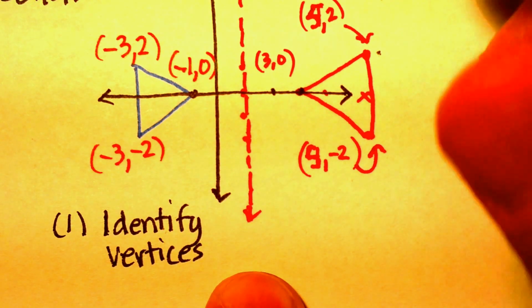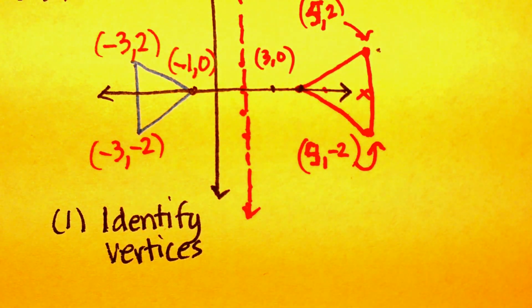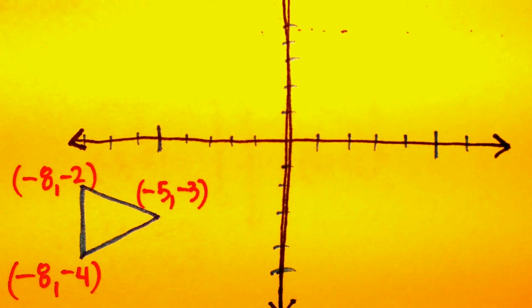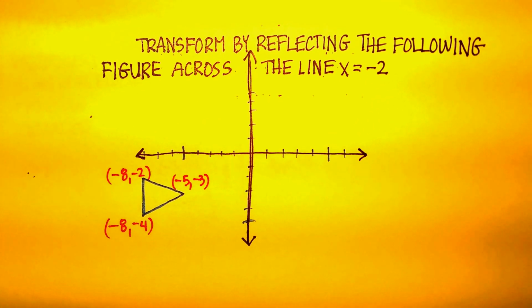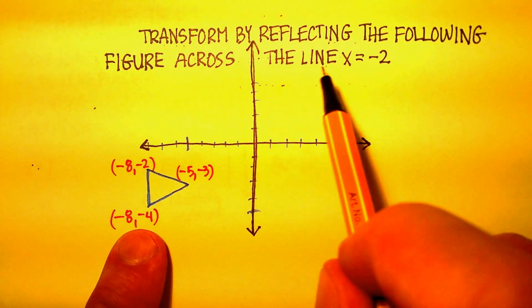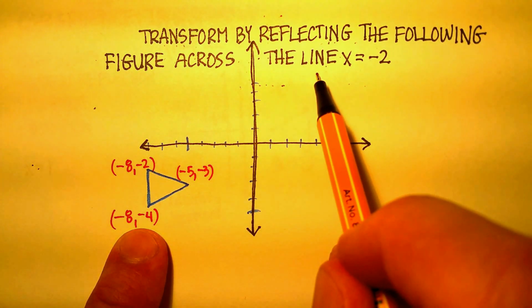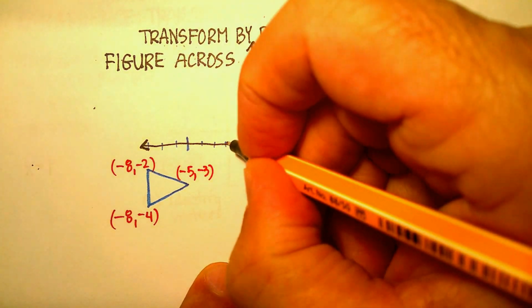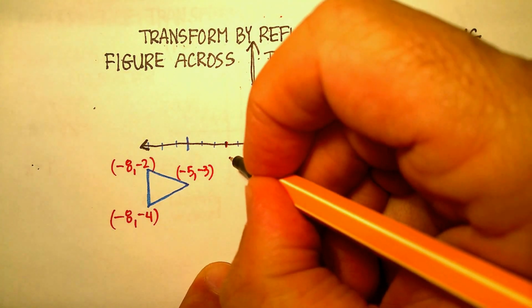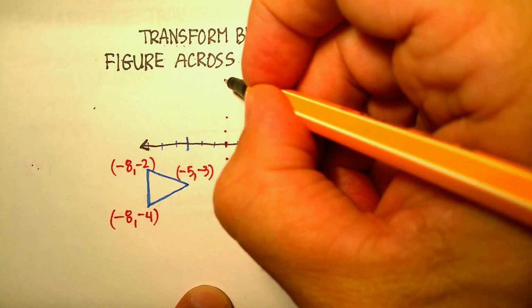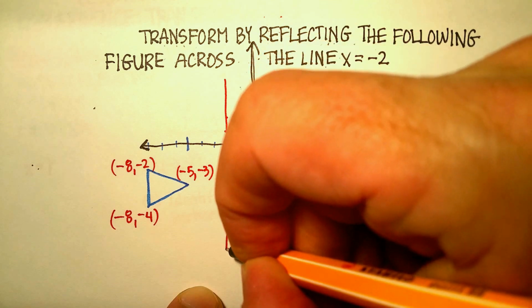Now, I'm going to try to give you a problem of your own to solve. Here it is. And here's the question. Transform this figure by reflecting it across the following line. X is equal to negative 2. So identify where x is negative 2. There it is. It's also negative 2 there, there, there, there. There's my x is negative 2.